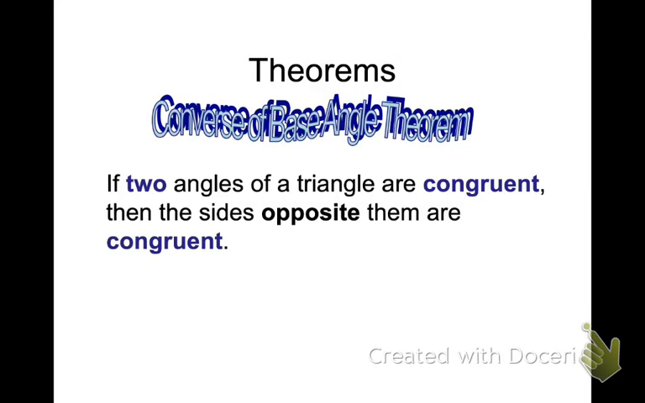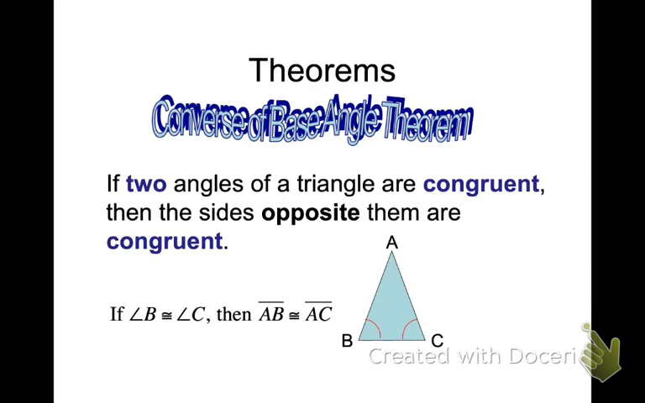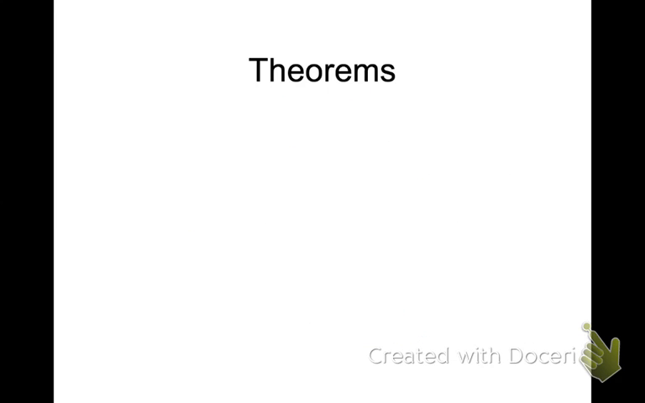The converse of the base angle theorem says if two angles of a triangle are congruent, then the sides opposite them will also be congruent. So if our angle B is congruent to angle C, then we know that the sides would then be congruent. So if I know that angle B is congruent to angle C, then the side AB would be congruent to side AC, right, which would be your legs. So those would be congruent to each other. So isosceles triangle, two congruent sides, two congruent angles.